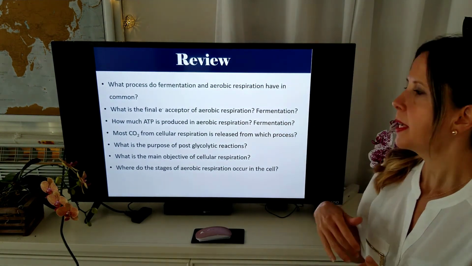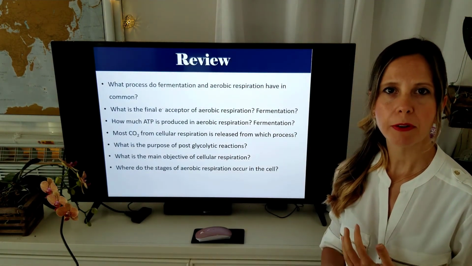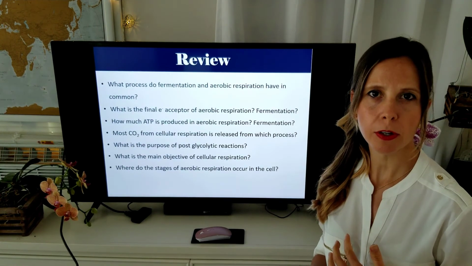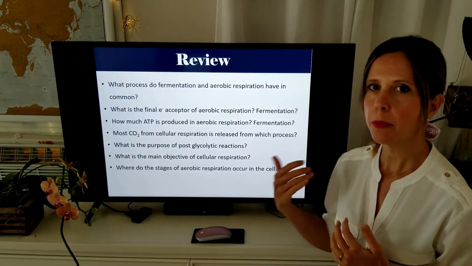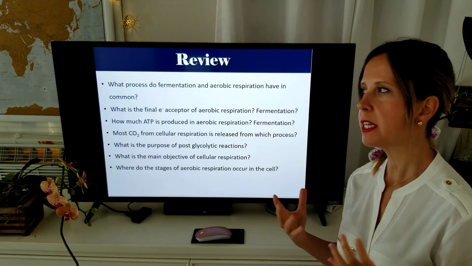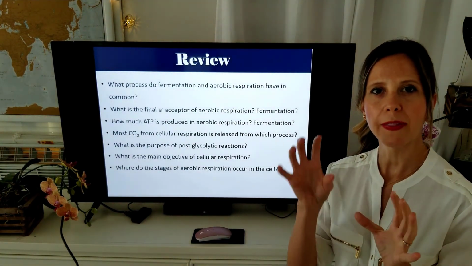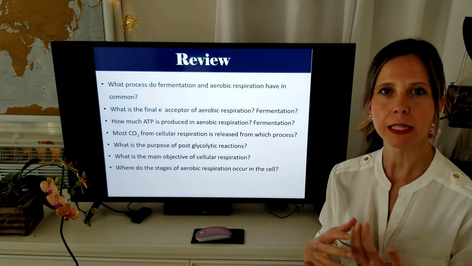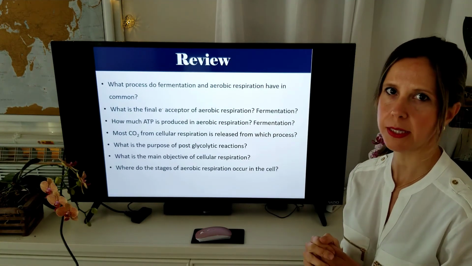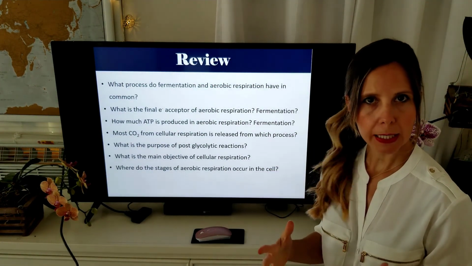How much ATP is produced in aerobic respiration and fermentation? Aerobic respiration is 36 per glucose molecule. Fermentation is 2 per glucose molecule. Most carbon dioxide from cellular respiration is released from which process? And that would be the Krebs cycle. So when that citric acid is broken back down to oxaloacetate, the carbon is lost in the form of carbon dioxide. What is the purpose of post-glycolytic reactions?